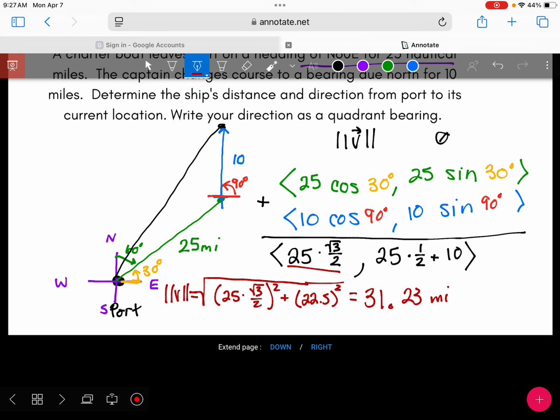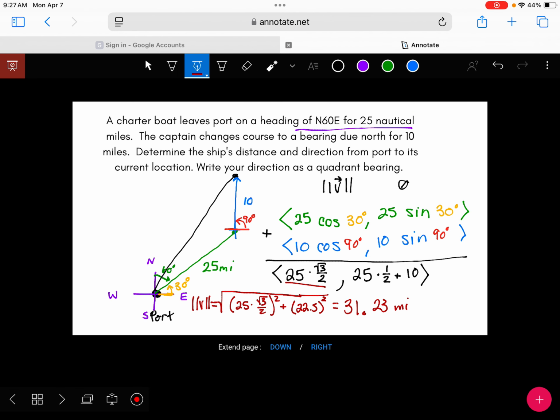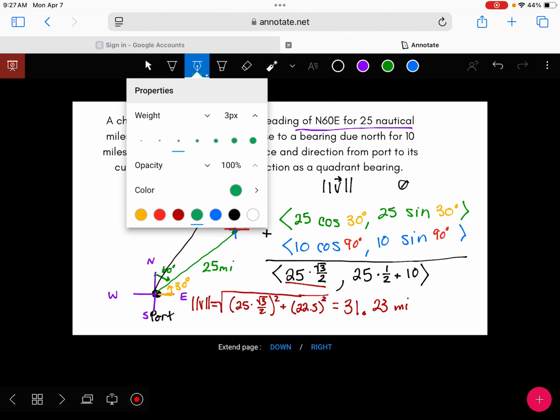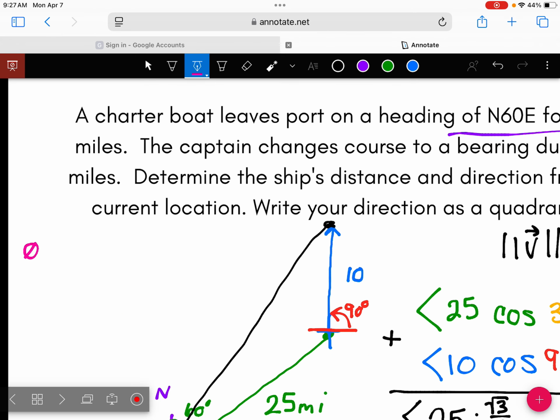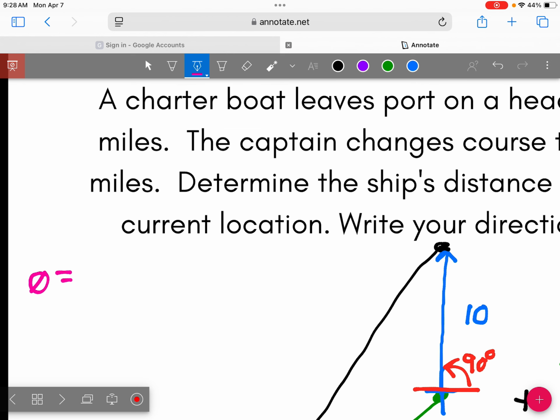Now we're going to find our angle so that we can figure out what direction it is. I'm going to do our angle up here. Oh, but we already got that side, right? The one that the black line. We've got its distance. Its distance is 31.23 miles. But to find that angle, we're already in vector land. We already have all the values we need.